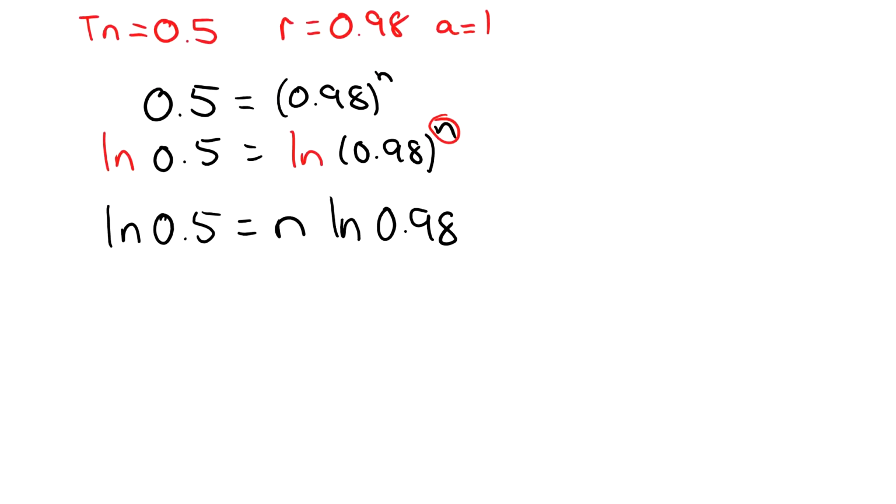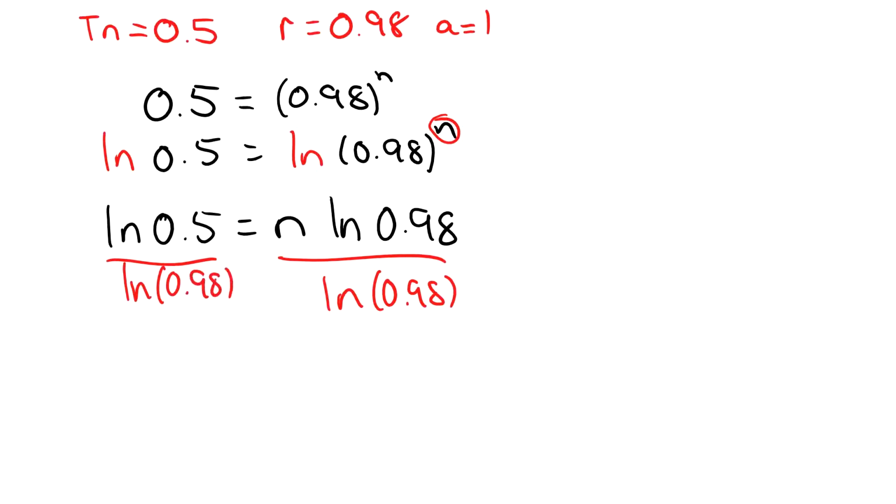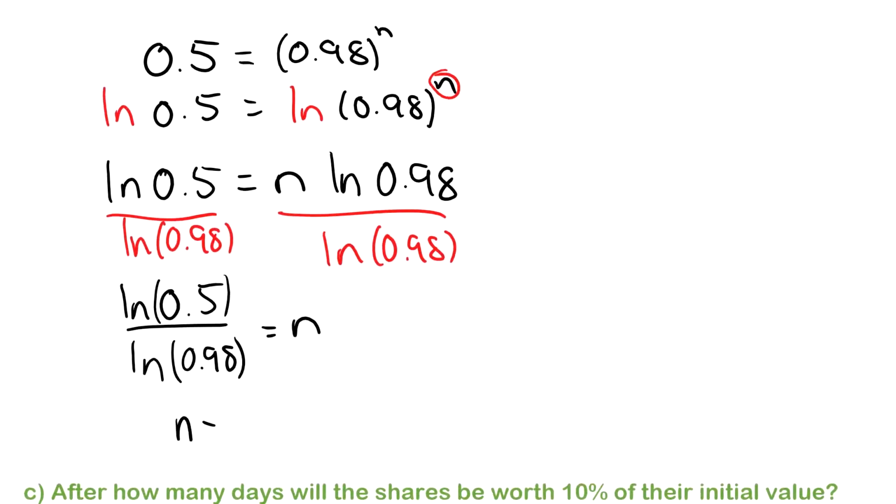At this point it's basic algebra, so I'm going to divide by ln 0.98 on both sides. What I'm left with is ln(0.5) over ln(0.98) equals N. Put this in the calculator and N ends up being 34.3, or if we round it, 34 days. It will take 34 days for the share price to halve.